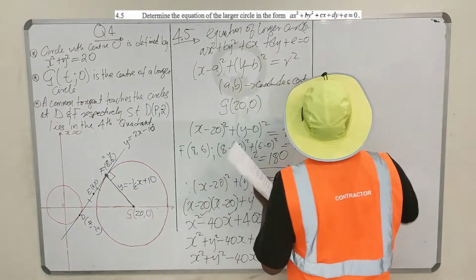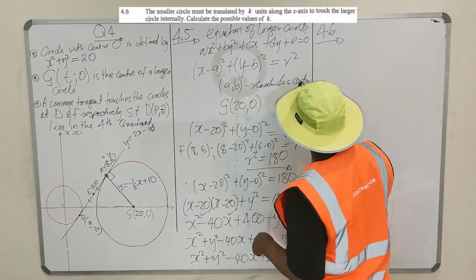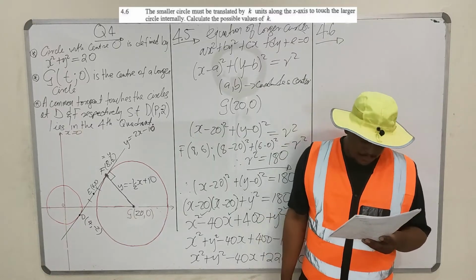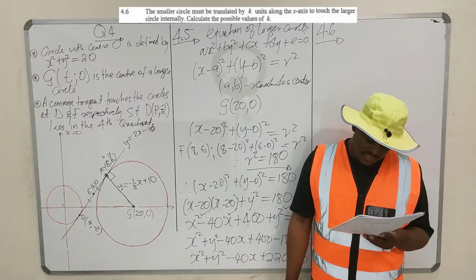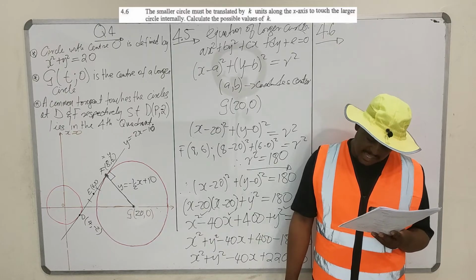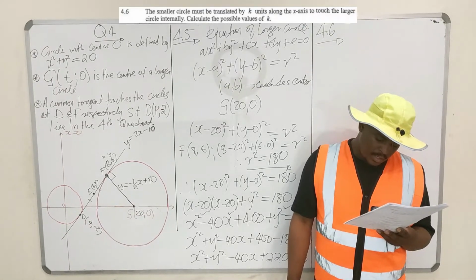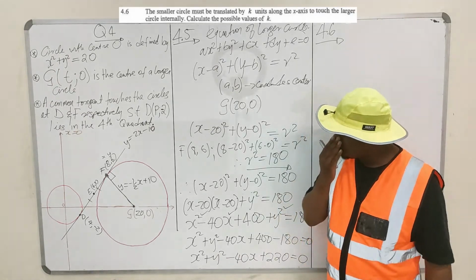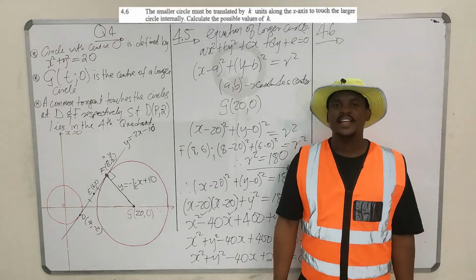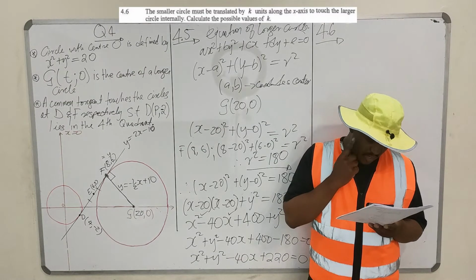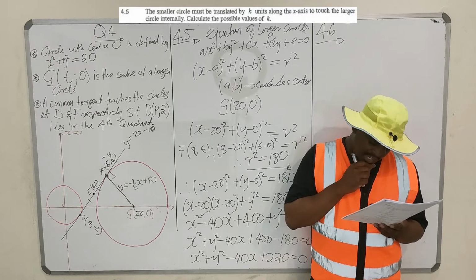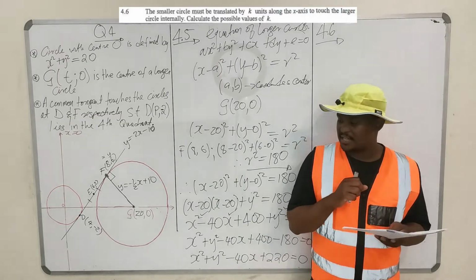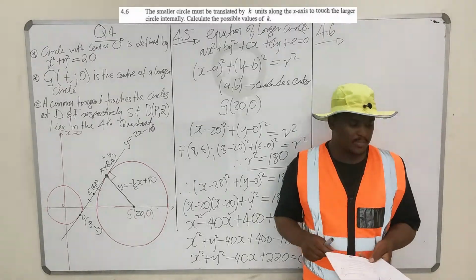Go to 4.6. What are we doing at 4.6? They are saying the smaller circle must be translated k units along the x-axis to touch the larger circle internally. Calculate the possible values of k.